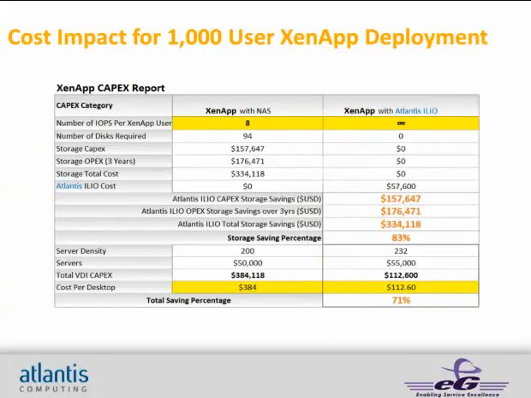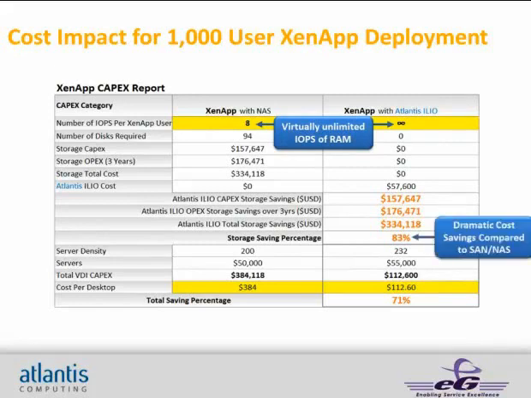I'll quickly talk to the cost impact for a 1,000 user XenApp deployment. With shared storage, your IOPS are going to be limited by the number of disks you have. So that's the number of physical SAS or SATA drives that you have in your storage array. And if there's a performance bottleneck, all users will experience a slower response time. So we've used 8 IOPS to show this calculation. On the left, as you can see, it's 8 IOPS with a NAS or a SAN. But the Atlantis IO software is using RAM, which essentially means it has unlimited, infinite numbers of IOPS.